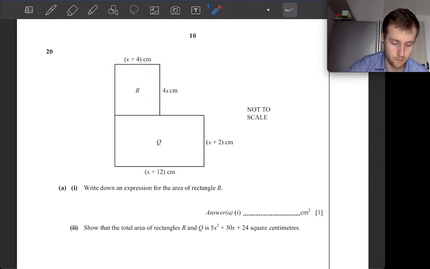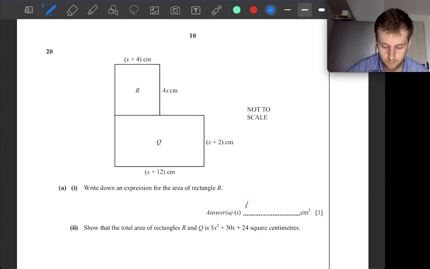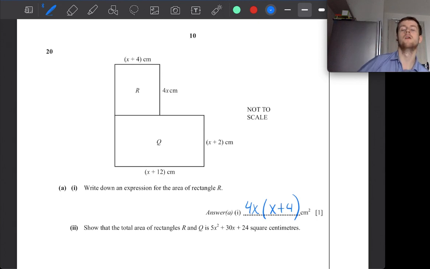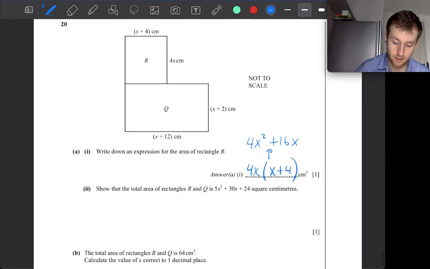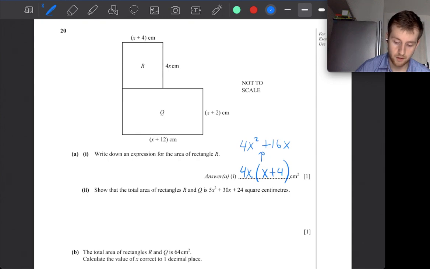So the area of rectangle R is 4x times (x + 4). Sorry, not the formula, the expression for its area: 4x times (x + 4). If you want, you guys can open the brackets. We will get 4x squared plus 16x.